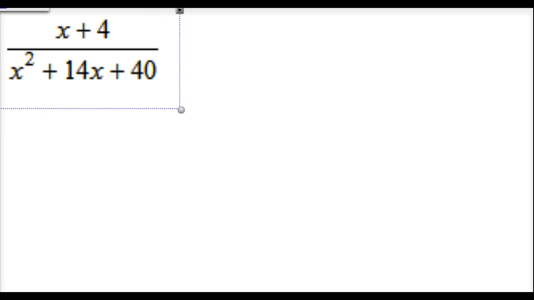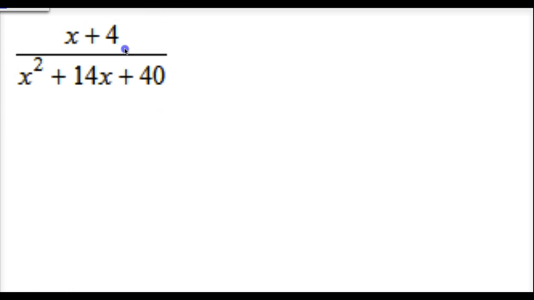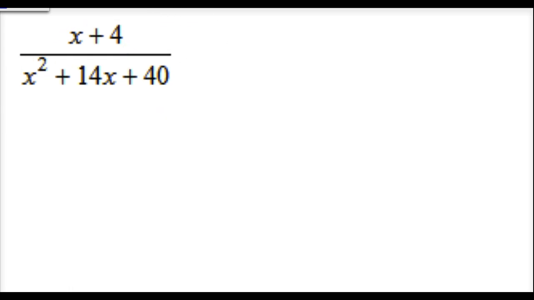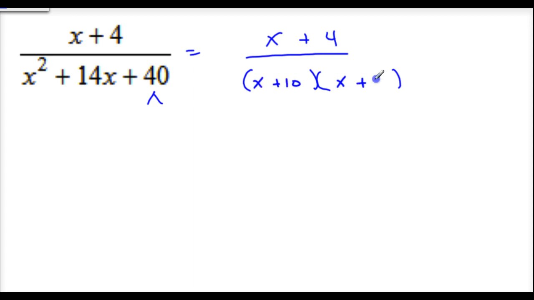Okay, next example. x plus 4 over x squared plus 14x plus 40. All right, so now we have a trinomial here in the bottom. I can't simplify x plus 4, leave that alone. Over, now I want to be able to factor this: x squared plus 14x plus 40. Nice and easy. What are factors of 40 that add up to 14? 4 and 10. Yeah, so this becomes x plus 10, x plus 4.